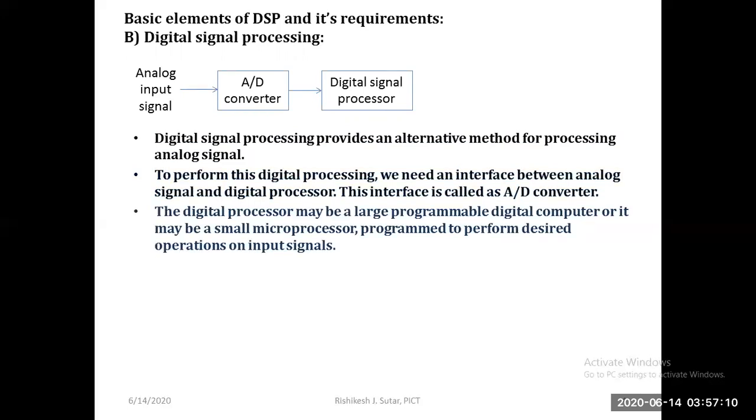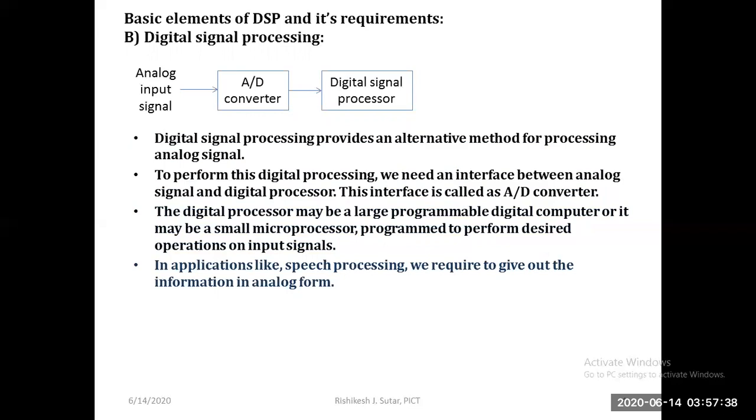The digital processor may be a large programmable digital computer, or it may be a small microprocessor programmed to perform desired operations on input signal. So digital signal processor can be a computer or a simple microprocessor or microcontroller programmed for doing a specific task.